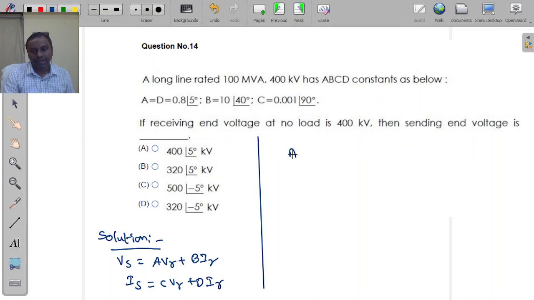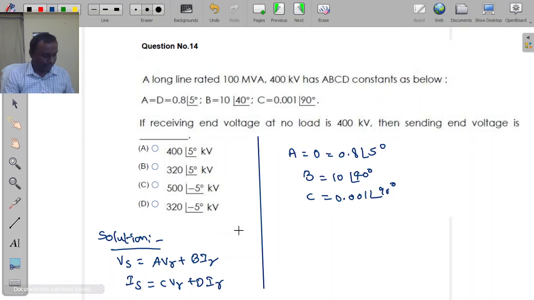They have given the data A equal to D equal to 0.8 angle 5 degrees, B equal to 10 angle 40 degrees, and C they have given 0.001 angle 90 degrees. Now what we require is at no load. At no load, it implies receiving end current is 0 amps. When you substitute IR as 0, the sending end voltage will become A times VR.